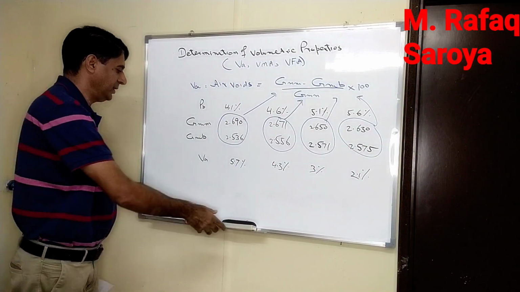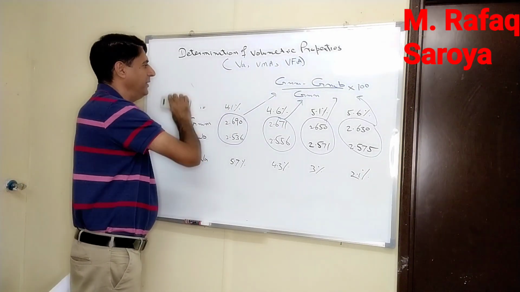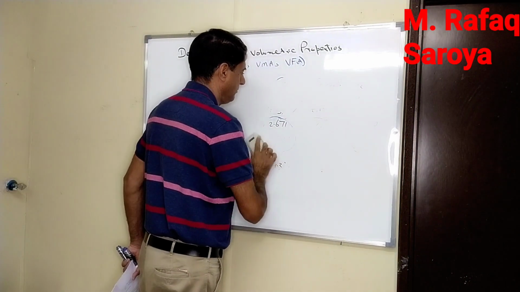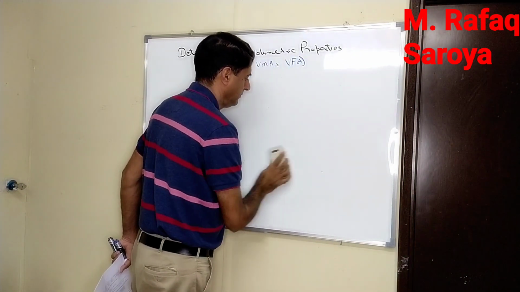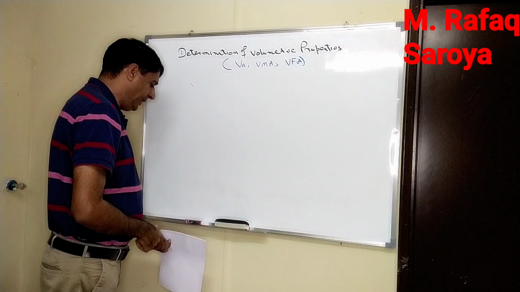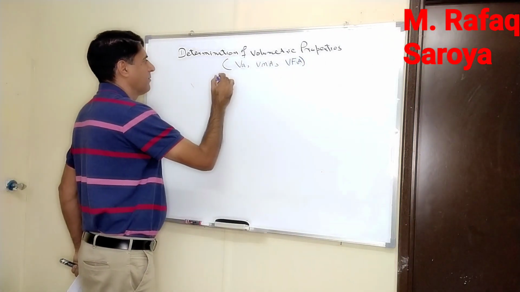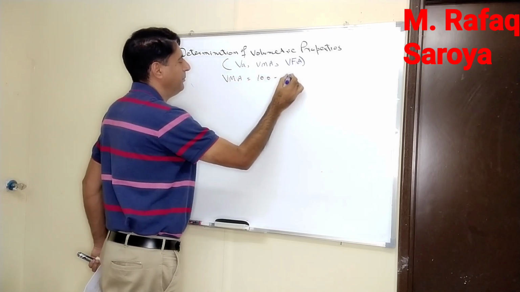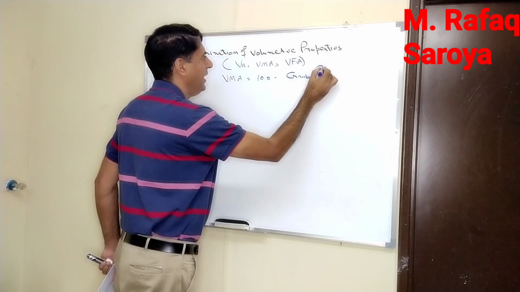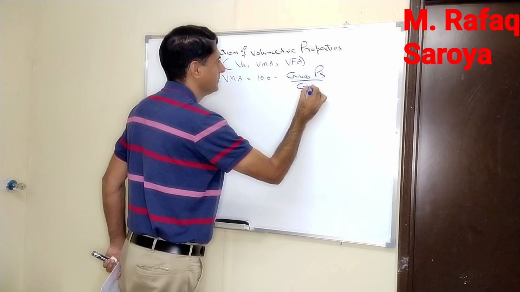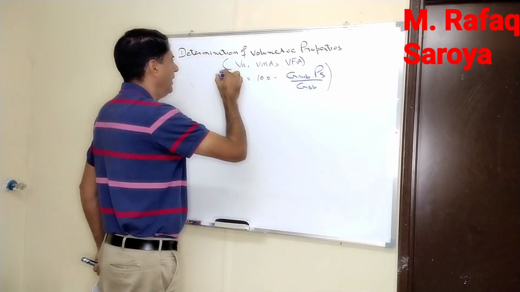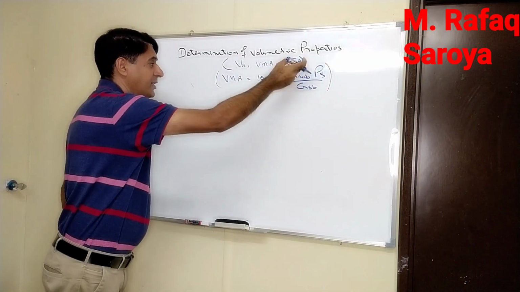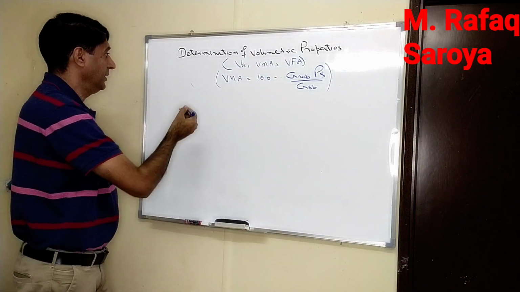Now we have to find out our second value. Let me tell you how I find out this one. Our second parameter is VMA, which is equal to 100 minus GMB times PS over GSB. All the values given in the equation on the right hand side are known. How? For each binder content. Let me tabulate this.